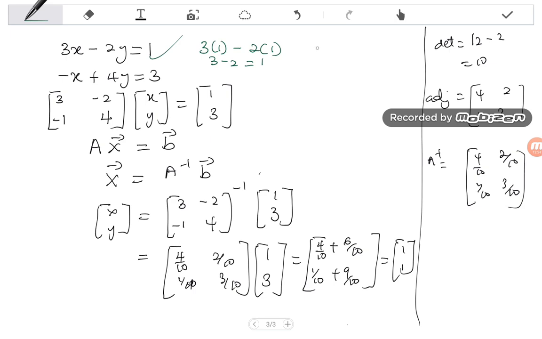Then we look at the second equation, minus 1 plus 4 times 1. Okay, so we have minus 1 plus 4, and this is equal to 3. So for the second equation, everything checks out. So that is one of the many applications of matrices.